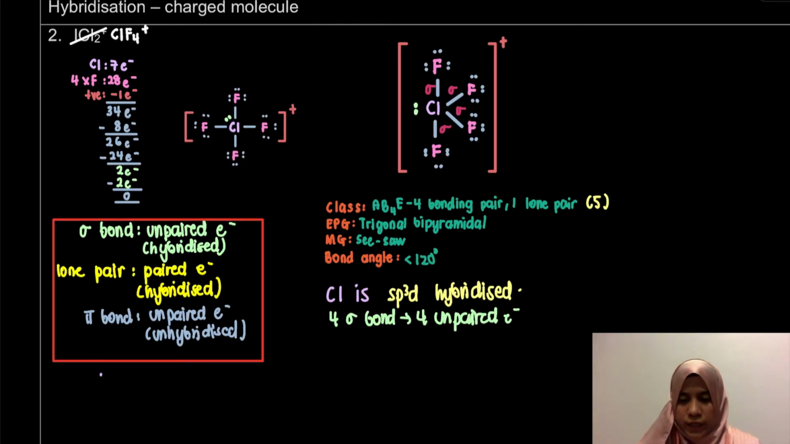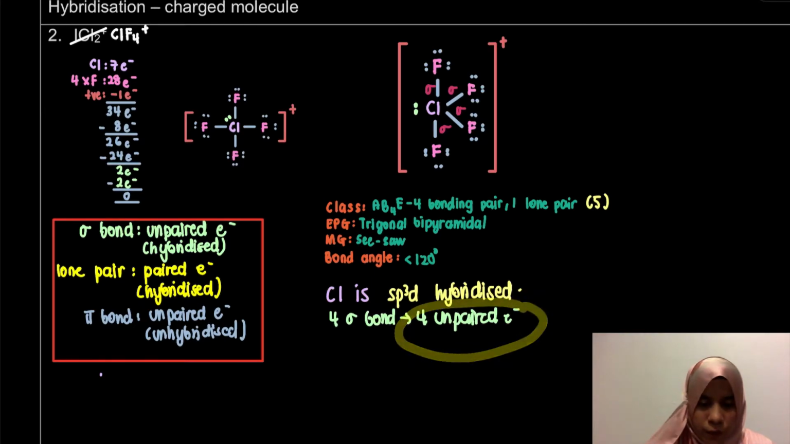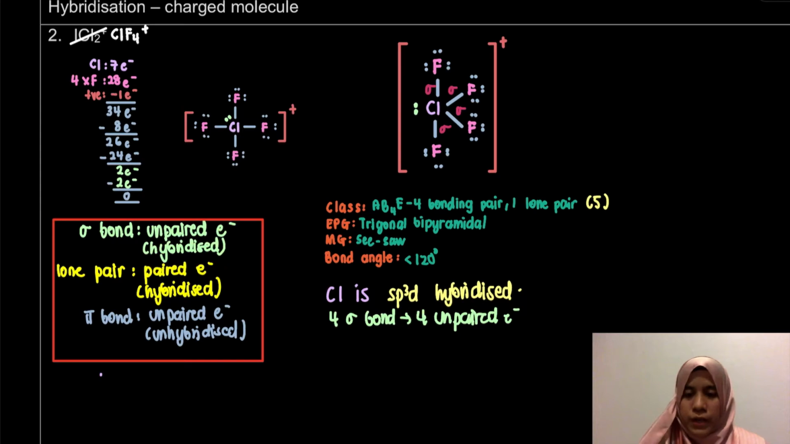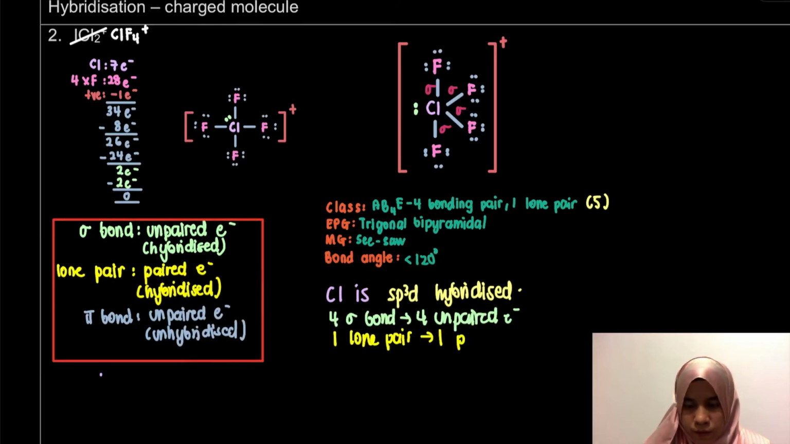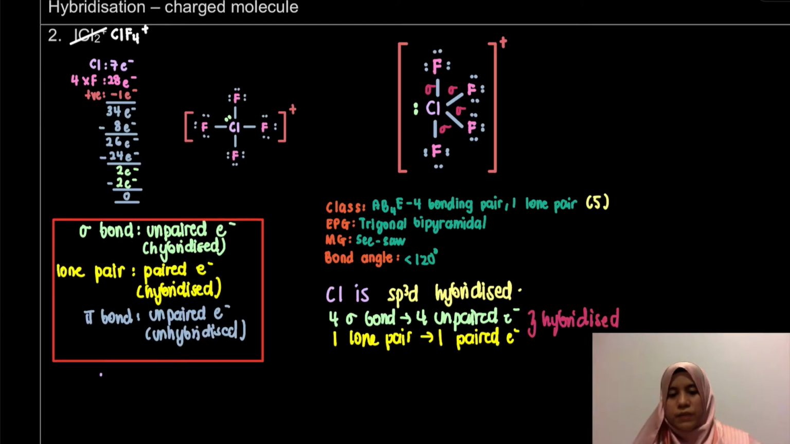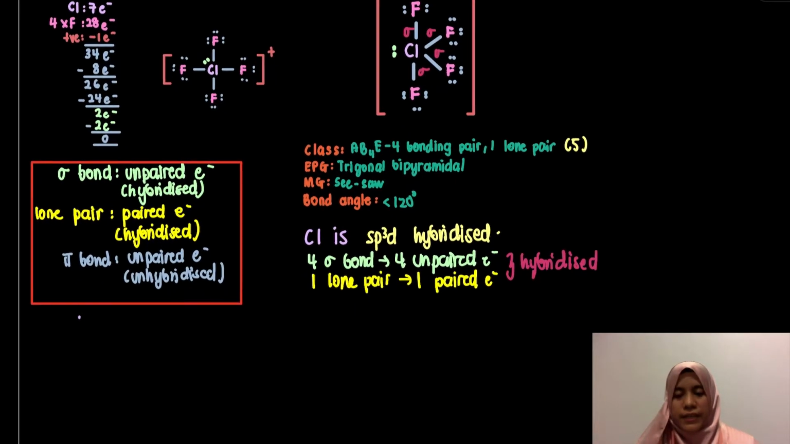Yang semua ni, kita akan masukkan, include in our hybridized orbital lah. Okay, but besides that, dia bukan sahaja ada sigma bond, dia ada lone pair. So, what happen? Bila dia lone pair, there will be paired electron. So, maknanya dekat sini, for both of these cases, it will be a hybridized state lah. So, sekarang ni barulah kita boleh buat yang ground state, excited state, hybridized state.